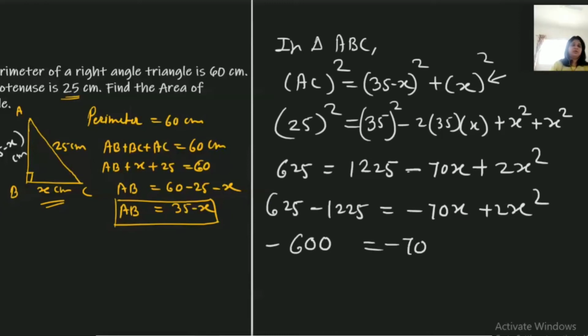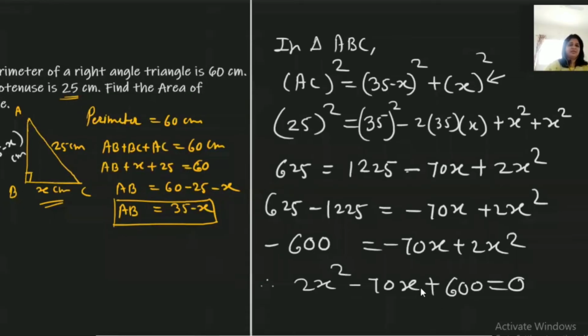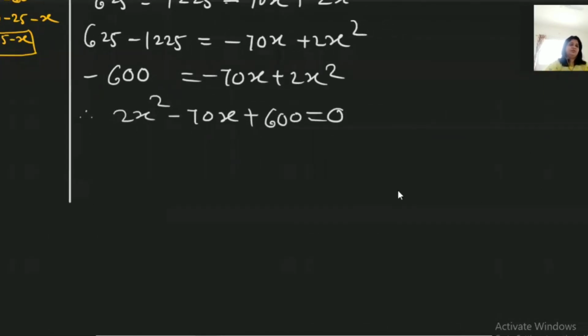It's minus 600 equals to minus 70x plus 2x square. I'm going to merge all three terms at one side, and then we will get one quadratic equation, and hence we will get the equation like 2x square minus 70x plus 600 equals to 0. This is the equation we have got.